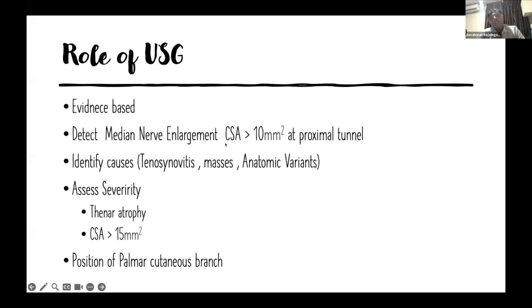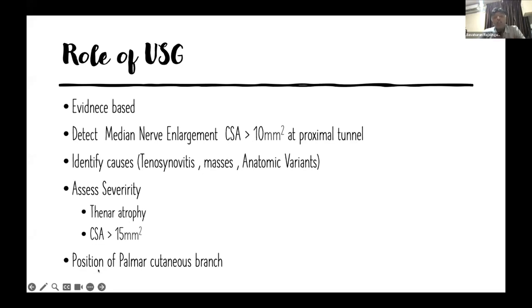Now, we always demonstrate a cross-sectional area which is more than 10 millimeters square at the proximal tunnel, or there is one more criterion, which I'll come back to. If there is thenar atrophy and the cross-sectional area is more than 15 millimeters square, it is a severe carpal tunnel syndrome. We also diagnose conditions like tenosynovitis, masses, and anatomical variants like a bifid nerve or the persistent median artery.